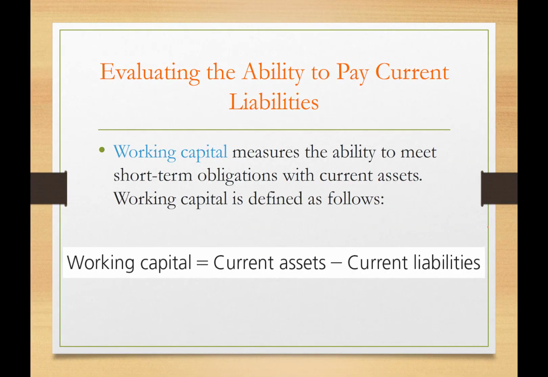Okay, so the first ratio that we'll look at is our working capital. And basically, it's a very simple formula. Working capital equals our current assets minus our current liabilities.